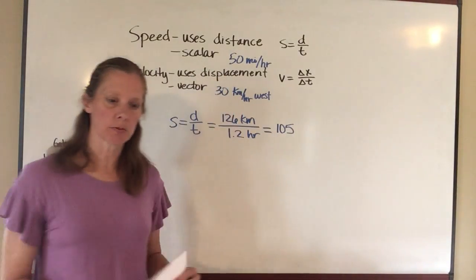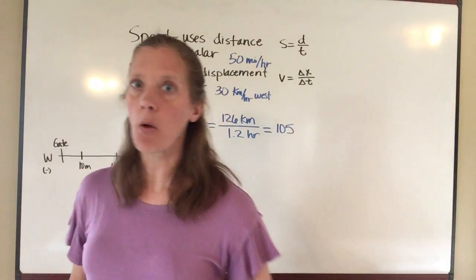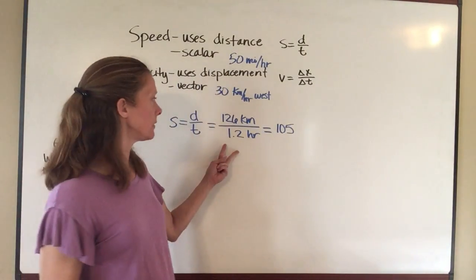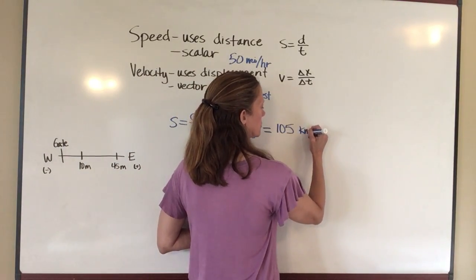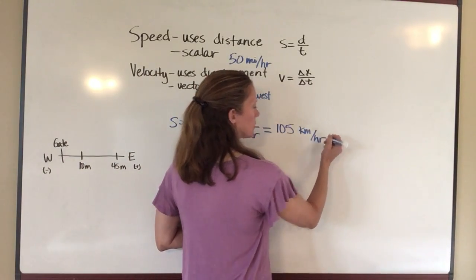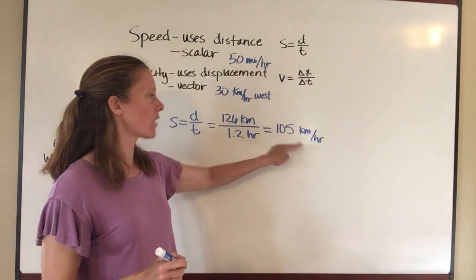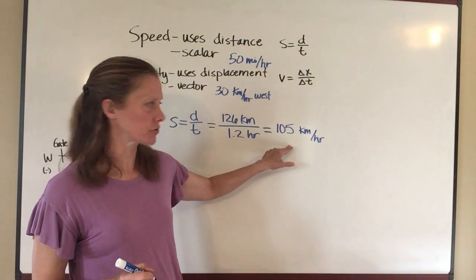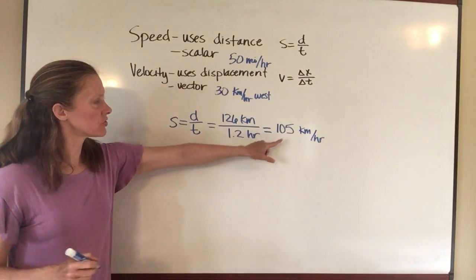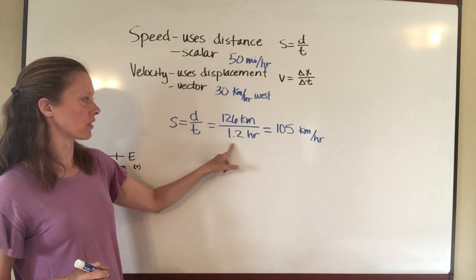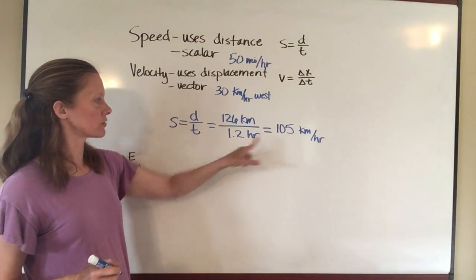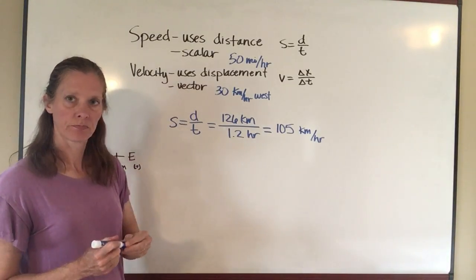Now remember what we talked about before. Anytime that you have a number, you need to have units after it. And so the units here are kilometers per hour. So for every hour, you're traveling 105 kilometers, okay? And this number makes sense because it should have been smaller than the 126 because we actually traveled more than an hour here. So that's where we get that number from, okay?